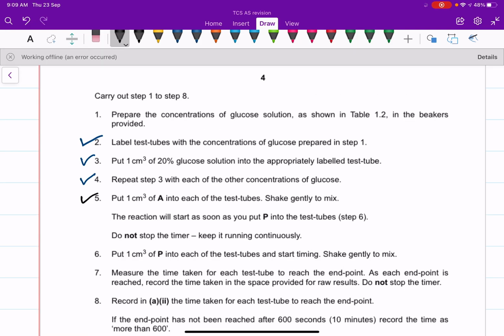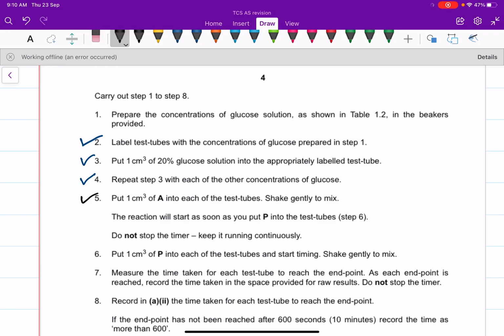Step 6. Do not stop the timer. Keep it running continuously. Put 1 cm cube of P into each of the test tubes and start timing. Shake gently to mix. So I have this timer. Similarly, 1 cm cube of P has to be added into each.